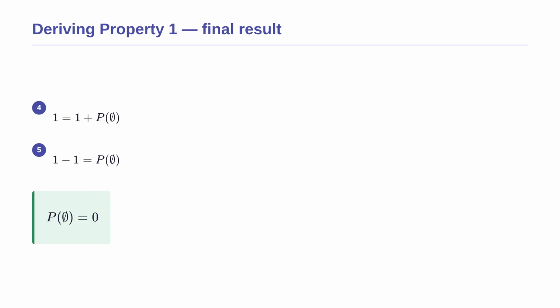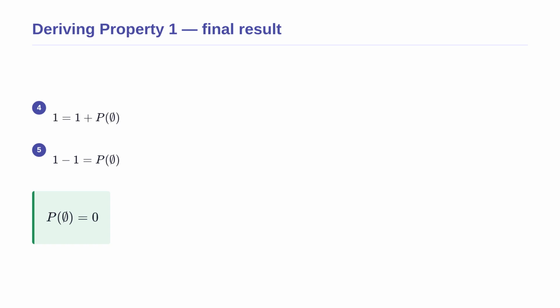Continuing our derivation, we now look at the equation we just built and use our second axiom. That axiom tells us the probability of the entire sample space is exactly 1. We substitute the number 1 into our equation wherever we see the probability of the sample space. Now we are left with a very simple algebraic equation.